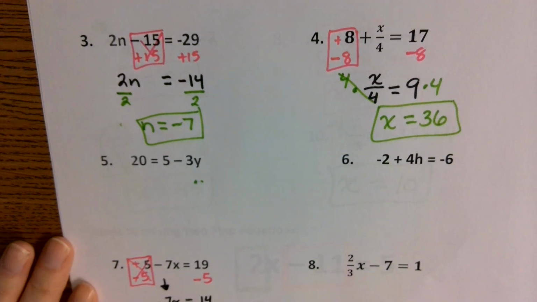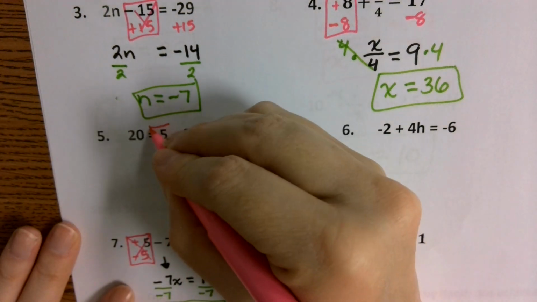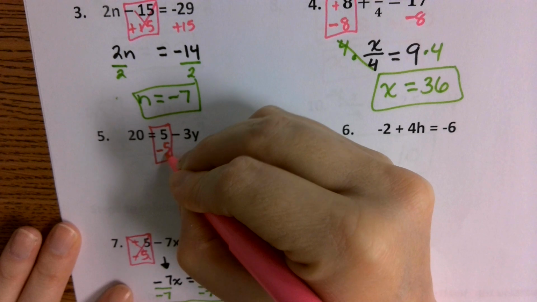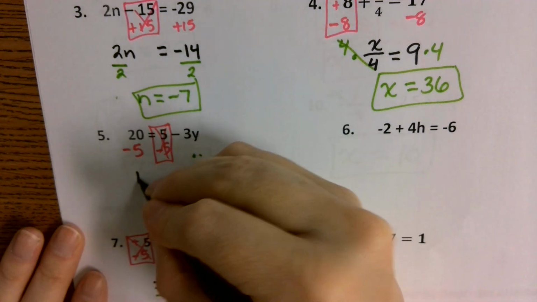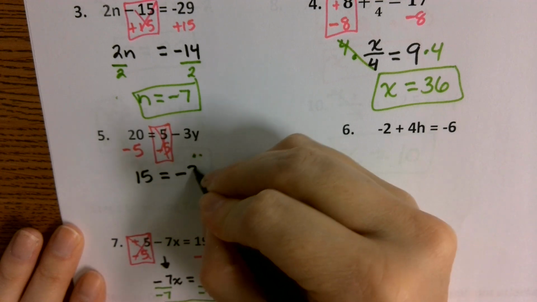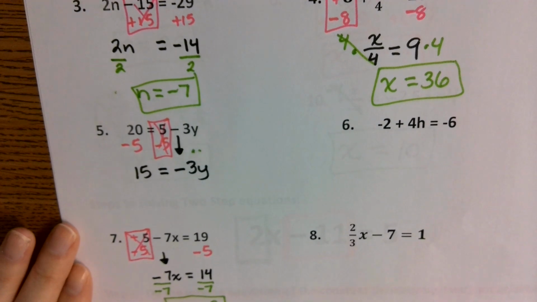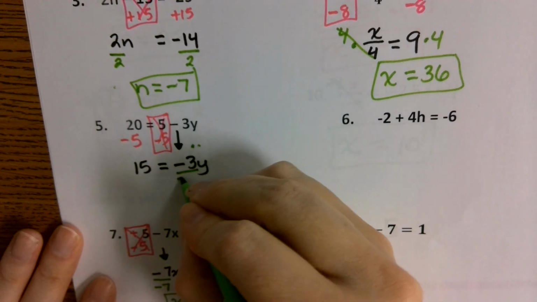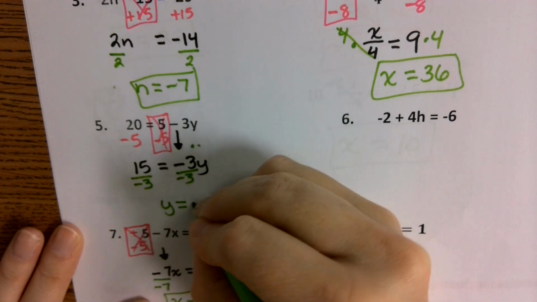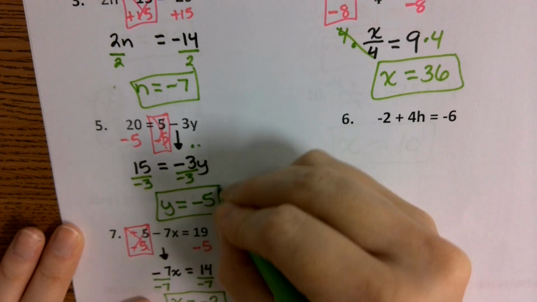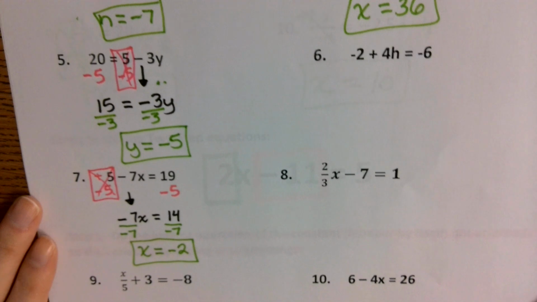Okay, for problem number 5, we're going to go ahead and get rid of this 5 first. This is a positive 5, so therefore we're going to subtract 5 from both sides. Okay, that's going to leave us now with 15 is equal to negative 3y. That negative sign has to come down. That minus sign comes down like a negative sign. We would then go ahead and divide both sides by negative 3, and we would get that y is equal to negative 5. You could also write it as negative 5 is equal to y. Either one of those is perfectly fine.